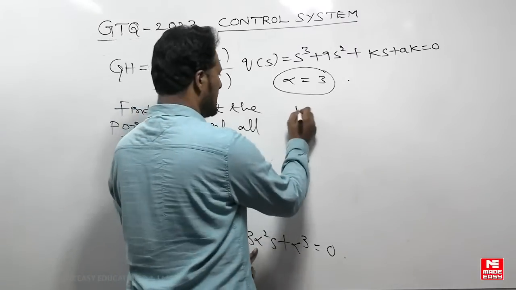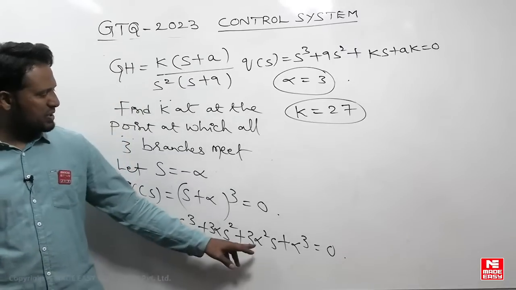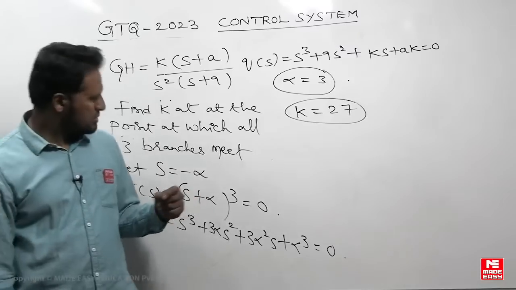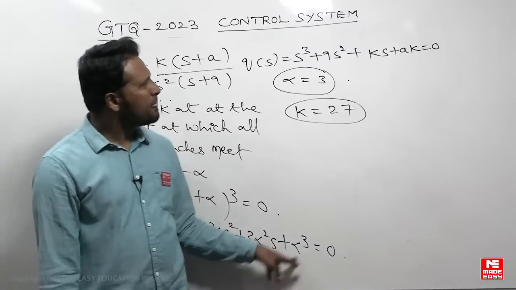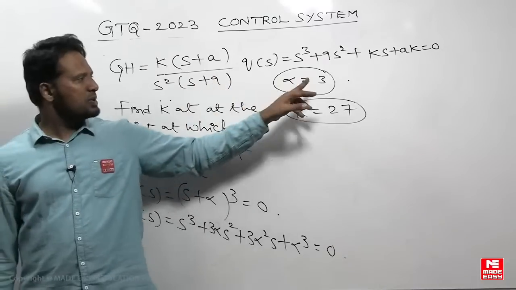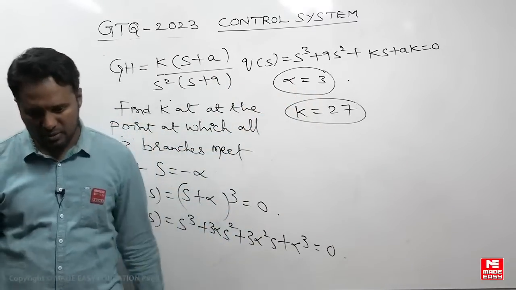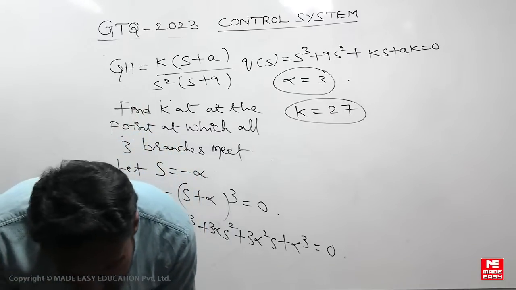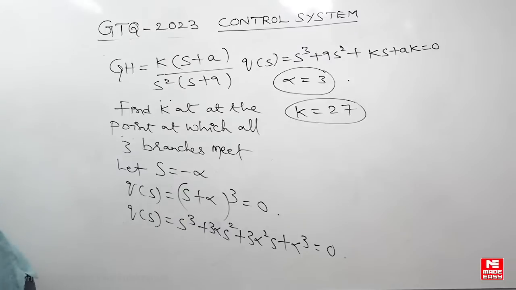So, what is K? 3 alpha square, 27. Because alpha is 3, alpha square is 9, 9 times 3 is 27. And AK is alpha cube. The value of A is not needed anyway, it has not been asked. So let us finish this. This is the point where they are meeting, and this is the value of K at that point. You can solve it like this. 27. That's good. Right. Next.